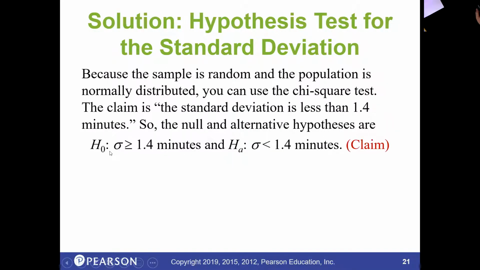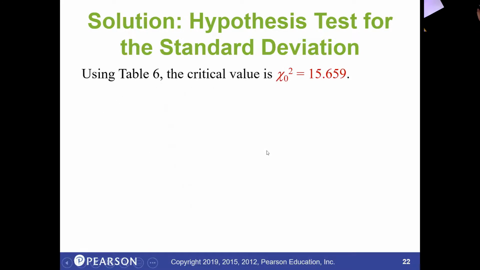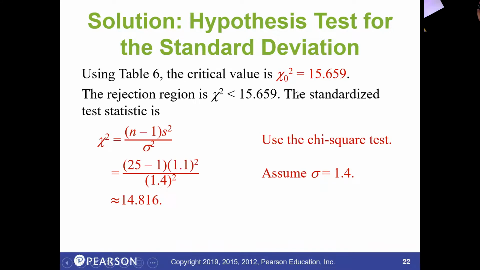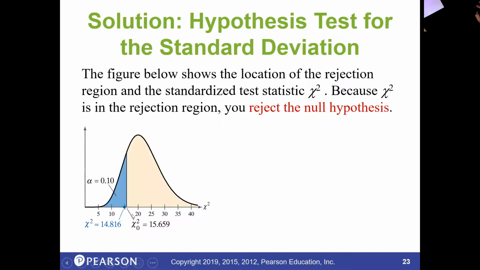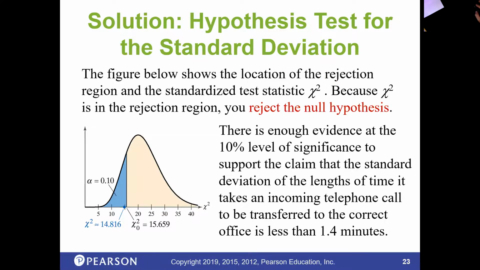Okay. State the claim and hypotheses. So they did it correctly this time. They used sigma here. We need to draw the picture first, then go to the table and get the critical value, compute the test statistic. Because it falls to the left of the critical value, we reject the null hypothesis. There is enough evidence at the 10% level of significance to support the claim that the standard deviation of time is less than 1.4 minutes.